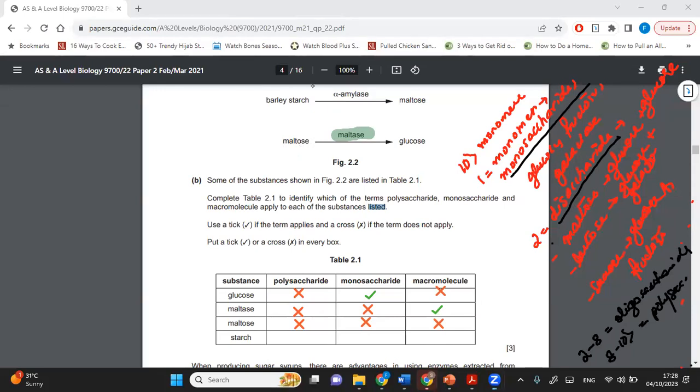Finally, we have starch. What do you think starch is? Do you think starch is a polysaccharide, monosaccharide, or macromolecule? Polysaccharide. Yes, starch is a polysaccharide, correct. So in the topic of polysaccharides in your syllabus, you have glycogen, starch, and cellulose. All right, these are all polysaccharides. And you have to remember that glycogen and starch are made up of amylose and amylopectin.